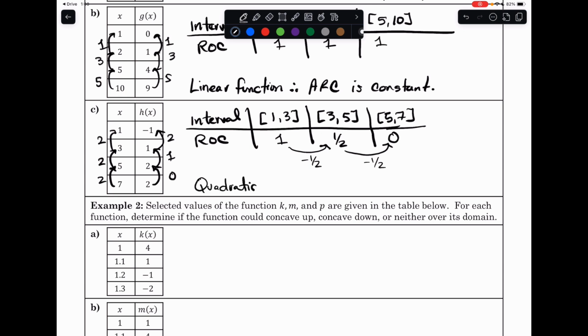It's a quadratic function because our average rate of change decreases by a constant, which is negative 1/2. Now, how does that correlate to concavity? Well, it concaves downwards since we're decreasing, again, the average rate of change by the same number every single time.